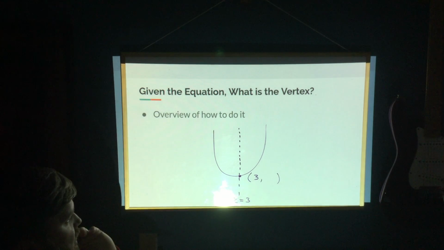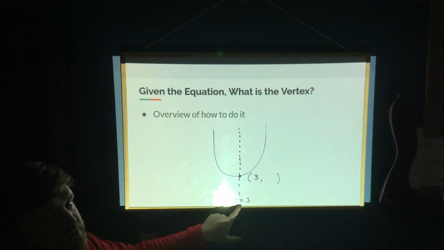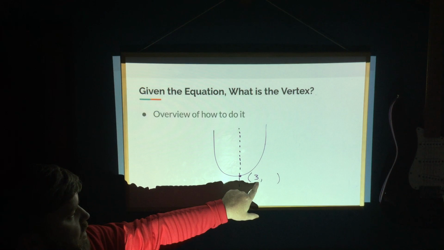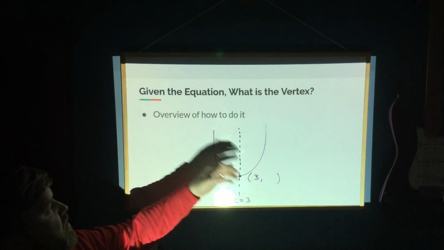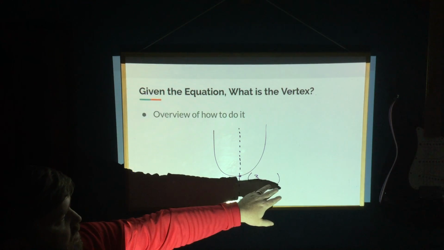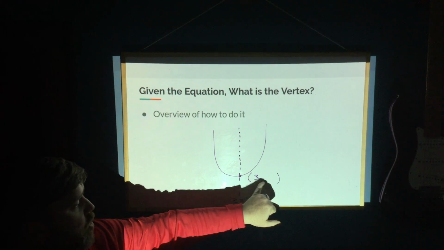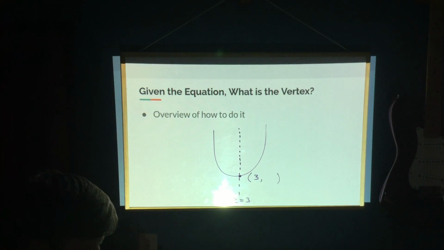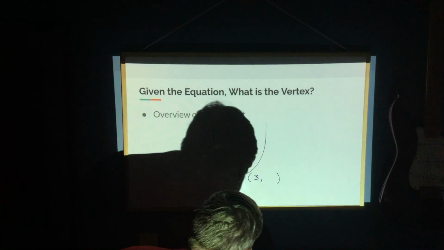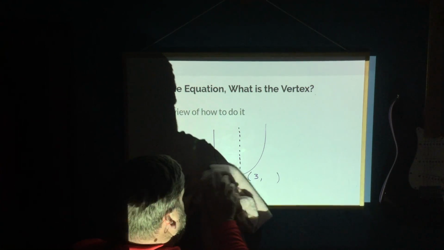So if we want to find the vertex, first find the axis of symmetry. That'll give us the x value, and then plug that x value into the equation. That'll give us the y value. Then we'll have both coordinates of the vertex. So I'll do one with you guys here.